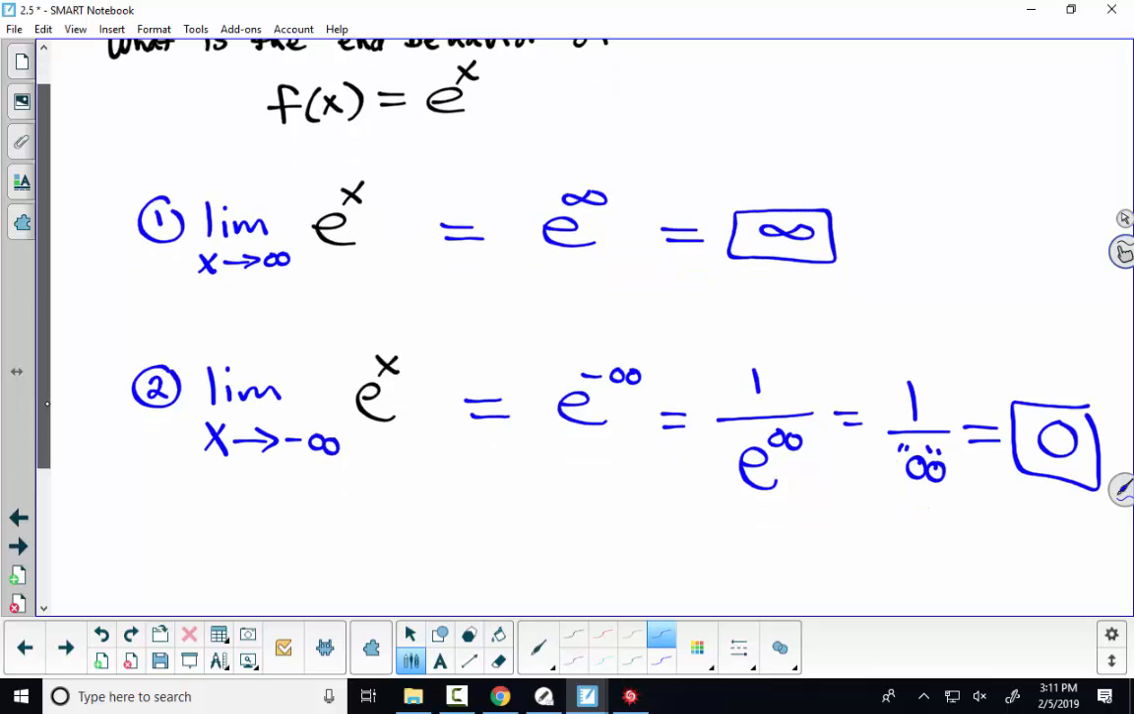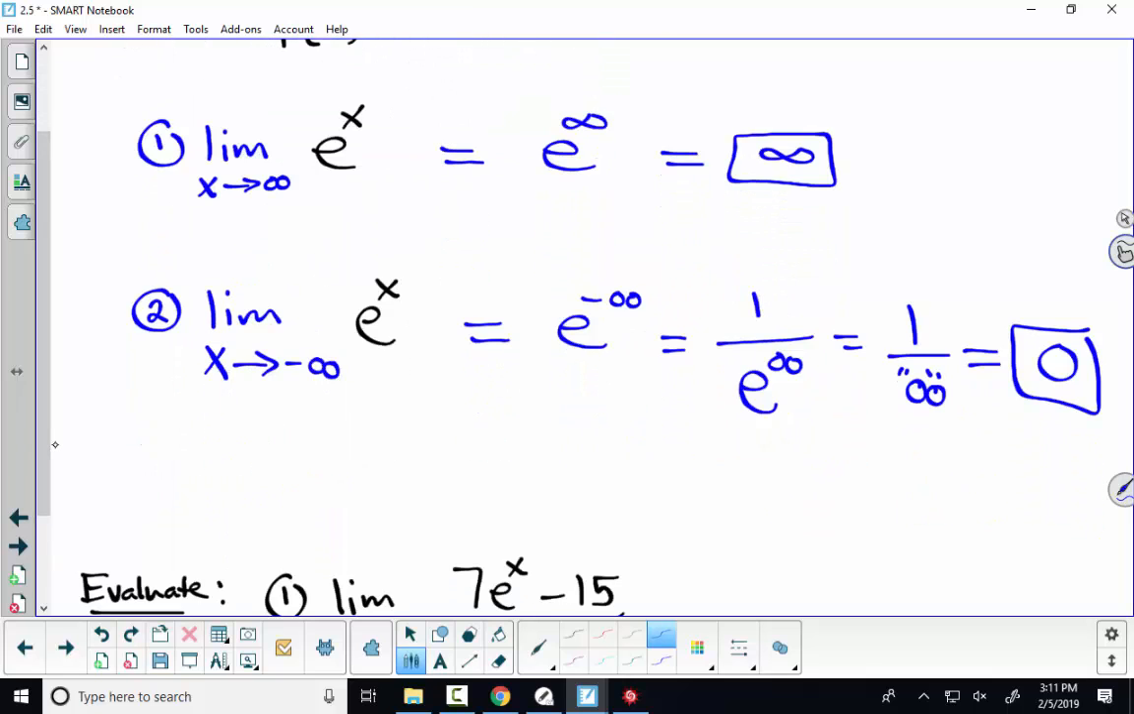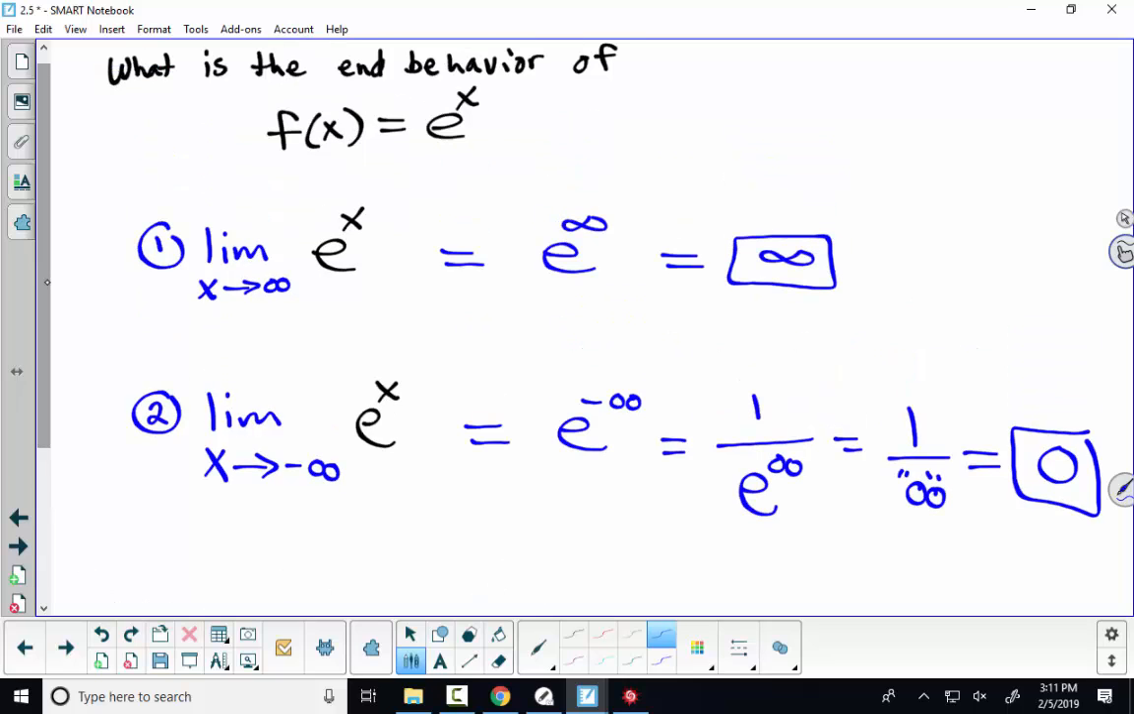So does anybody remember what the graph of e to the x looks like? Let me do this up here. We drew it out a while ago, but here's e to the x. Towards negative infinity, the function's flat at y equals 0. Remember, that's the point (0, 1).